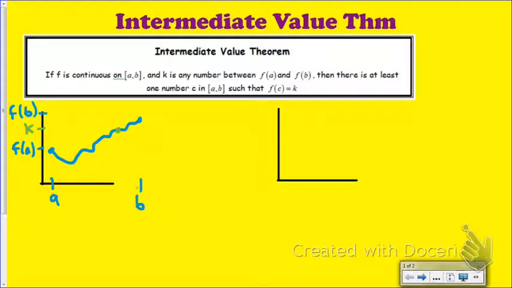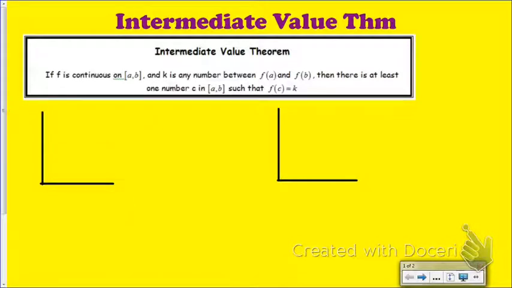Now sometimes there'll be more than one value. Let's say my graph, instead of looking like this, looked like that. Now there's two, and that's okay as well. It says there's at least one. No matter what k value I pick, every single y value that's in between f of a and f of b has to be touched at some point on my graph, even if it's all the way at the end.